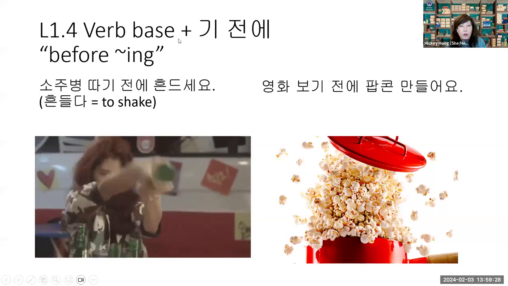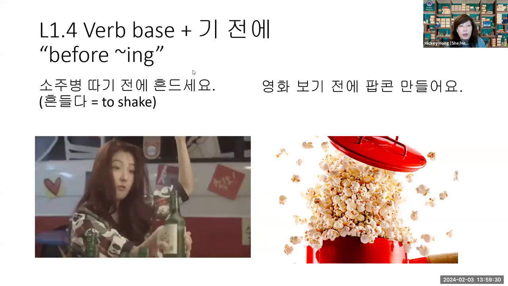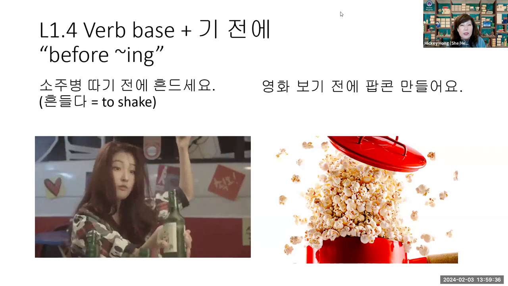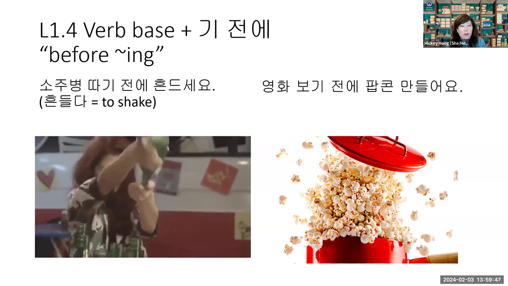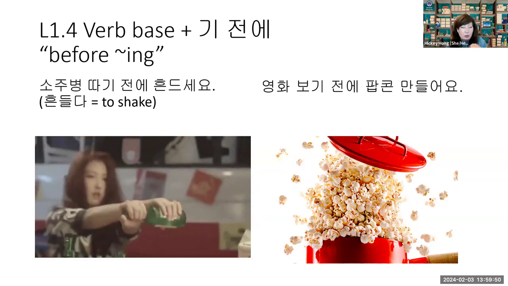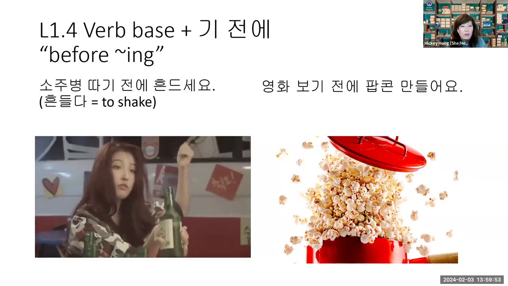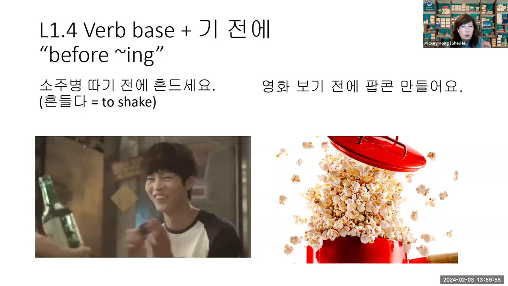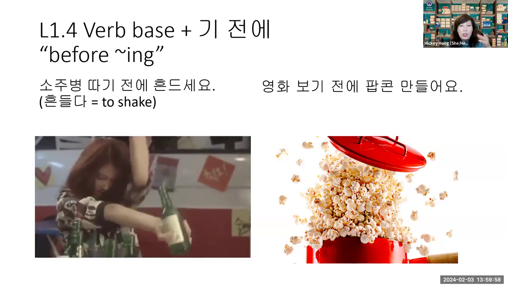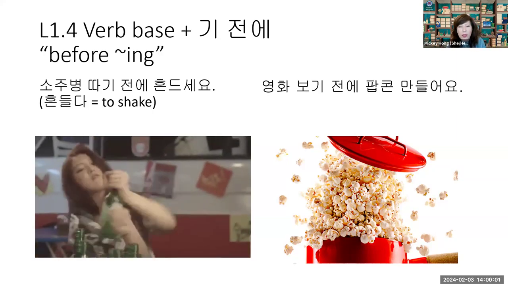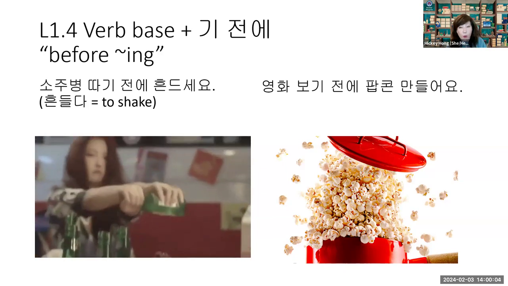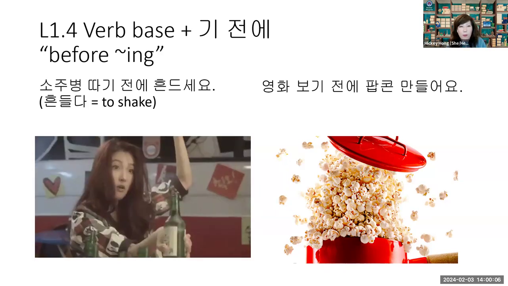When you have a verb, and you take out the 다 and just attach 기 전에, it's to say before doing something. 소주병 따기 전에 흔드세요. 따다 means to open or unseal something. So before opening the soju bottle, shake it. 영화 보기 전에 팝콘 만들어요. So before watching the movie, you're making popcorn.